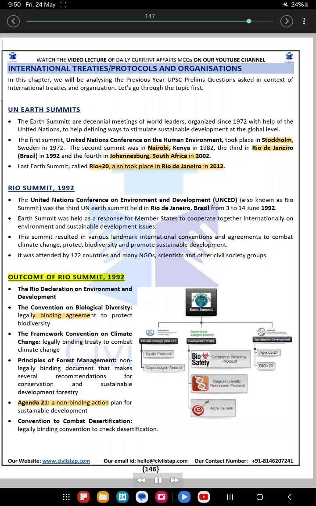Outcome of Rio Summit, 1992. The Rio Declaration on Environment and Development. The Convention on Biological Diversity, legally binding agreement to protect biodiversity. The Framework Convention on Climate Change, legally binding treaty to combat climate change. Principles of Forest Management, non-legally binding document that makes several recommendations for conservation and sustainable development of forestry. Agenda 21, a non-binding action plan for sustainable development. Convention to combat desertification, legally binding convention to check desertification.